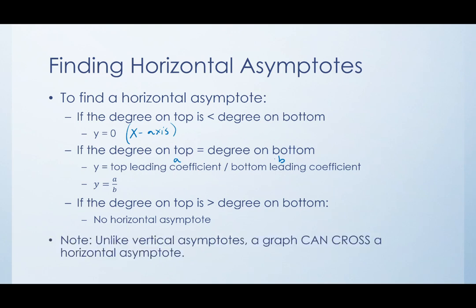Now, unlike vertical asymptotes, a graph can cross a horizontal asymptote. You can cross it several times. So just be aware of that.